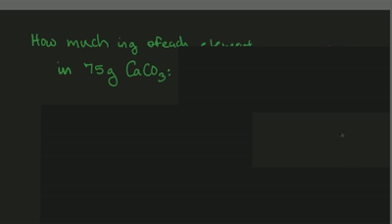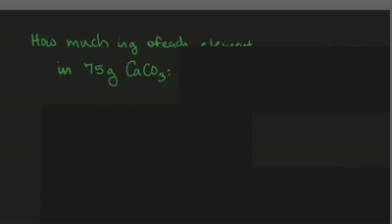Today we're going to look at a slightly more advanced example of percent composition. So the question is, how much in grams of each element is in 75 grams of calcium carbonate, the solid. The big picture is that we need to first figure out what the percent composition of each element is in this compound, and then we can take those percentages times the 75 grams to figure out how much of each element there is present.